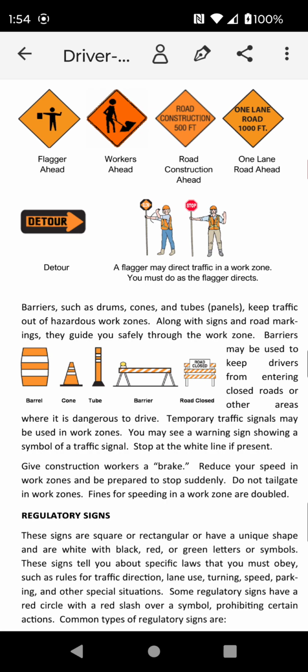Now, barriers such as drums, cones, and tube panels keep traffic out of hazardous work zones, along with signs and road markings. They guide you safely through the work zone. Barriers may be used to keep drivers from entering closed roads or other areas where it is dangerous to drive. Now, these are the symbols right here, right? You got your barrel, your cone, your tube, your barrier, and road closed. What they don't show here is a blue barrel.